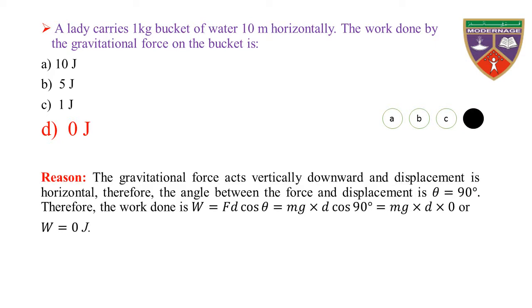Reason. The gravitational force acts vertically downward and displacement is horizontal. Therefore, the angle between the force and displacement is theta is equal to 90 degree.